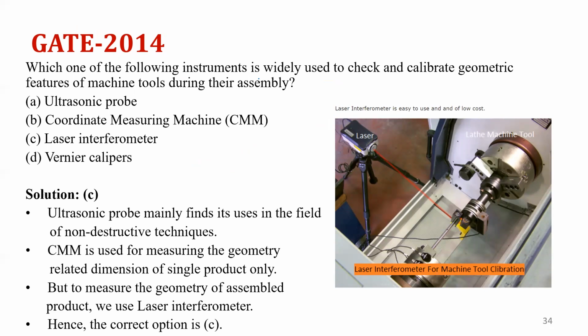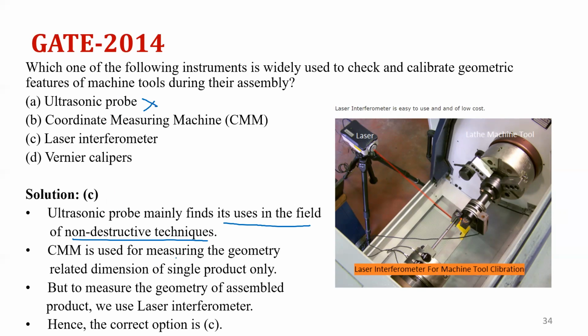Which one of the following instruments is widely used to check and calibrate the geometric features of machine tools during their assembly? So four options are given. Ultrasonic probe: this mainly finds its use in the field of non-destructive techniques, but not the geometric features. So this is wrong.